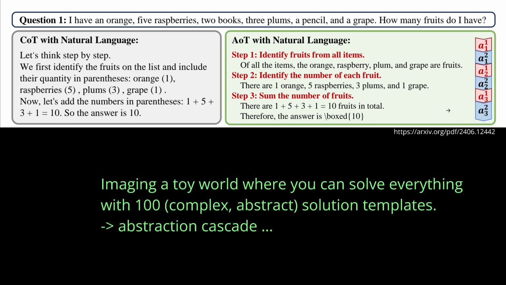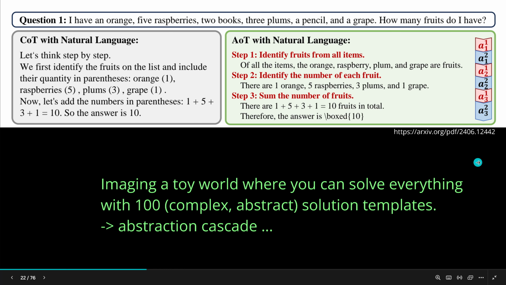Beautiful. If you think of this as a toy world problem, this is easy. So imagine you have your little constructed toy world where you can solve everything that you will encounter with, let's say, 100 solution templates. So each and every problem that you encounter in your toy world, you can reduce to one of those 100 complex abstract solutions or problems. So you see, you have kind of an abstraction cascade going on.